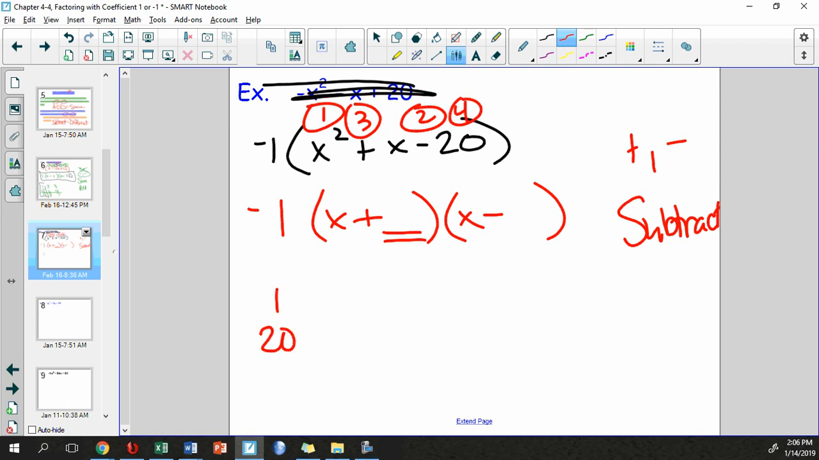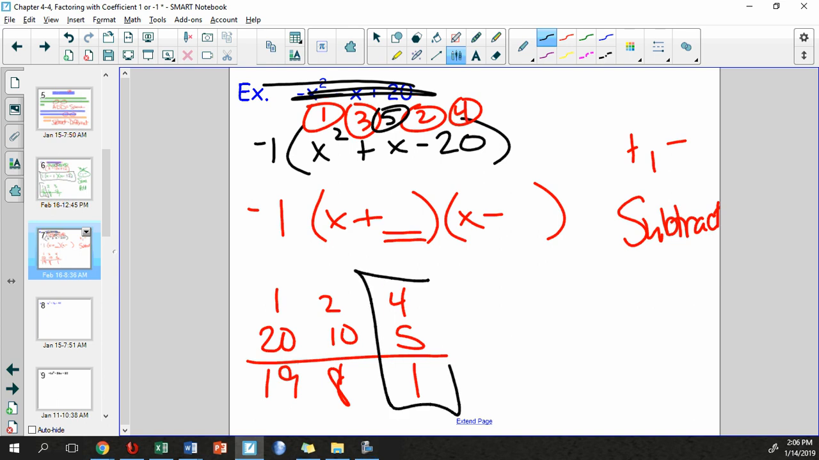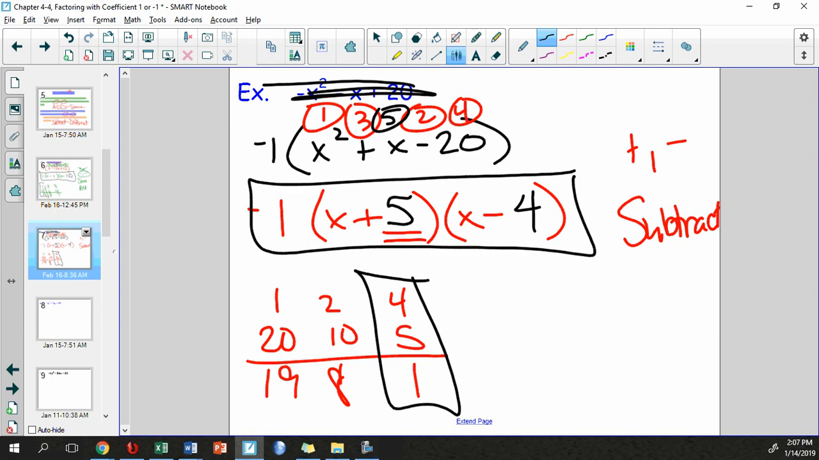Okay, so with that being said, the next thing I need to know is find the factors of 20. 1 and 20, 2 and 10, 4 and 5. And what did we say we were going to do? Subtract. So this is 19, 8, and 1. What did I need to achieve? I needed a 1. So that means I have 4 and 5 as my factors that I'll be utilizing in the parentheses. Which number of 4 and 5 is larger? 5. Where does the 5 need to go? With the plus, and the 4 goes with the minus. Do we understand that?